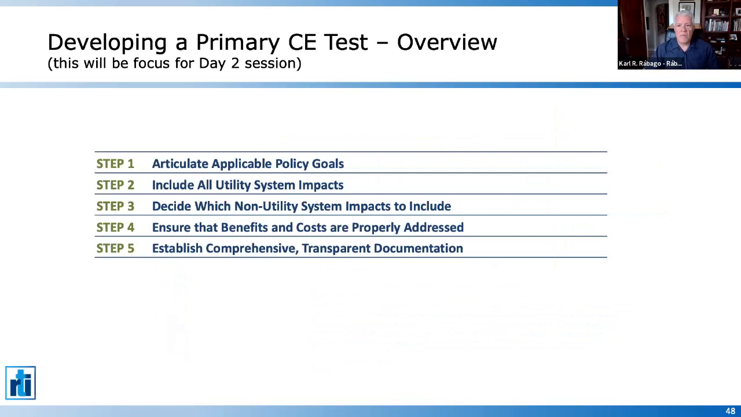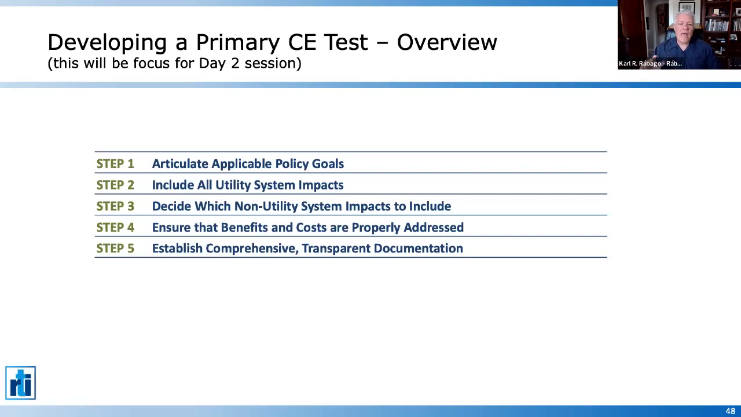What are the steps? Well, it's really five things. I'm introducing them now. We're going to spend more time on them tomorrow. Number one, no surprise here, articulate the applicable policy goals. Get that straight, and a lot of it is going to be easier. Second, always include all the utility system impacts. This, of course, is under the assumption that we are reviewing programs, procurements, and actions by the utility. Okay, so we always want to include all those utility system impacts when we're looking at those programs.